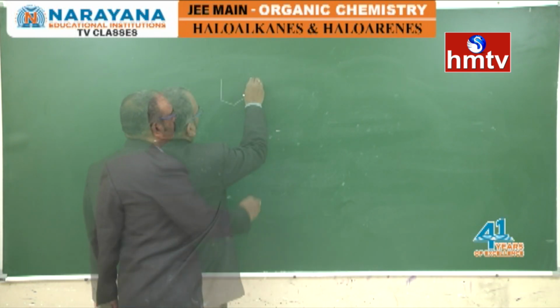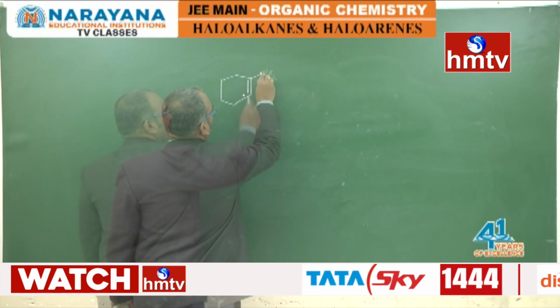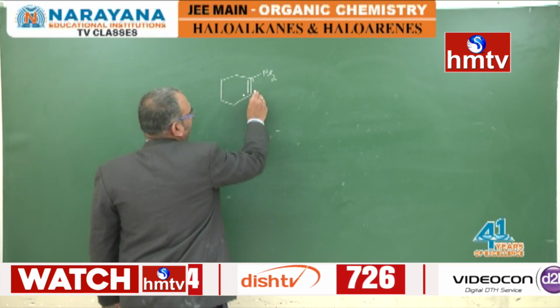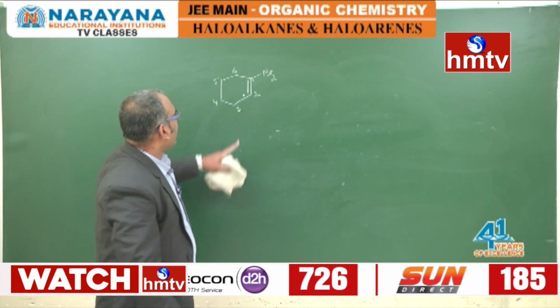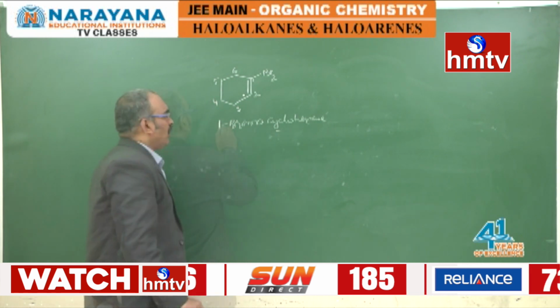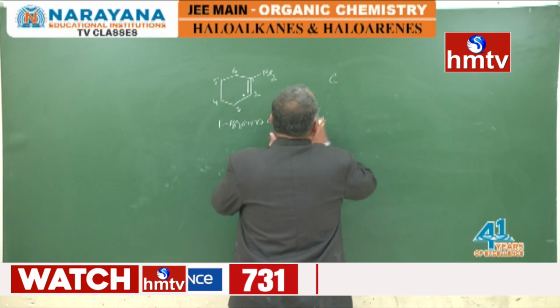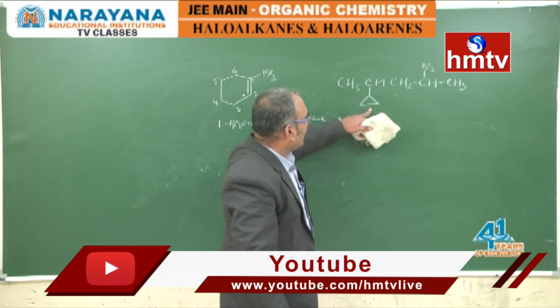Now let us take up the IUPAC name of this compound. This is a ring, a cyclohexane ring, in which a double bond is there. This is 1-bromocyclohexene. 1-bromocyclohexene.